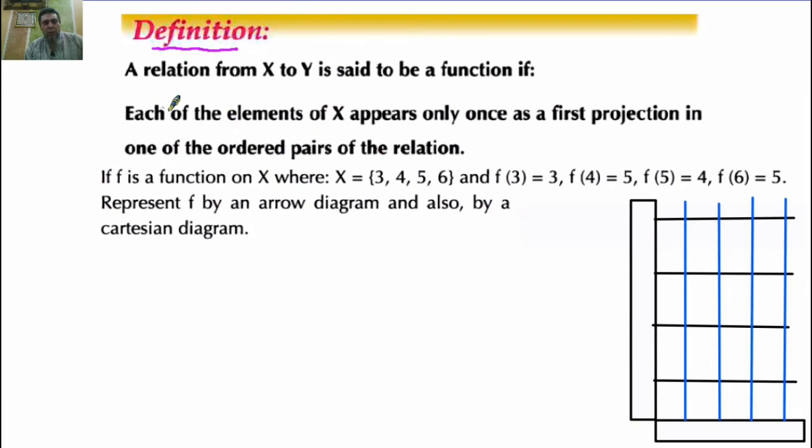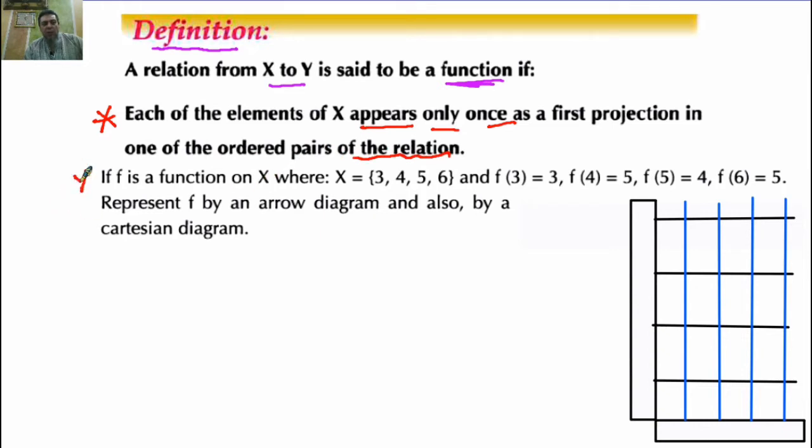Definition: a relation from x to y is said to be a function if this condition holds: each of the elements of x appears only once as a first projection in one of the ordered pairs of the relation.